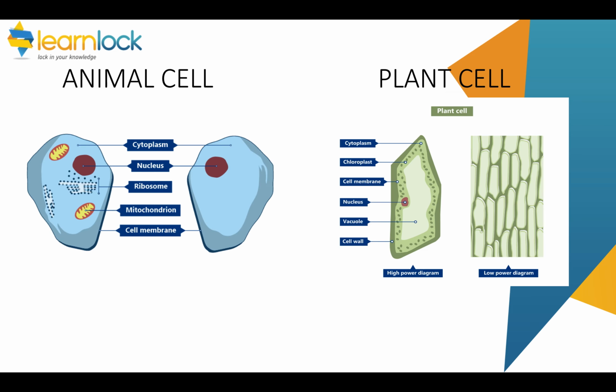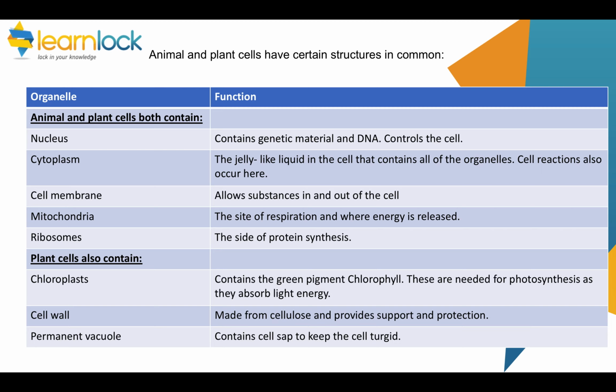You need to know the features of an animal and a plant cell. So remember, both of these are eukaryotic cells. You can see that they have some things in common, and plant cells also have more things as well. The things inside them, we call them organelles. Let's look at the function of the organelles.